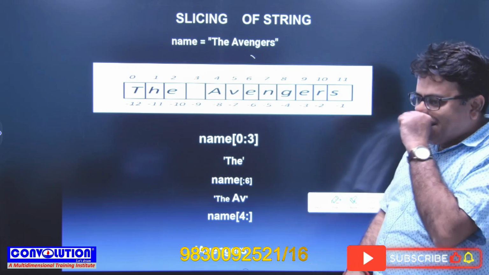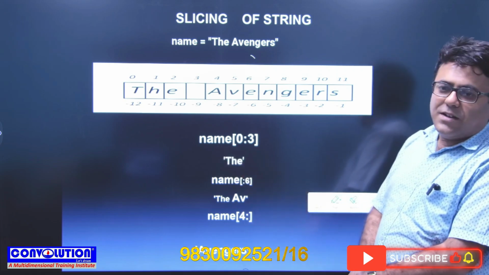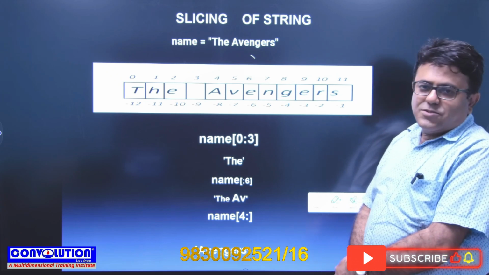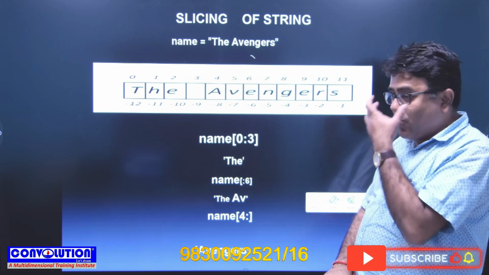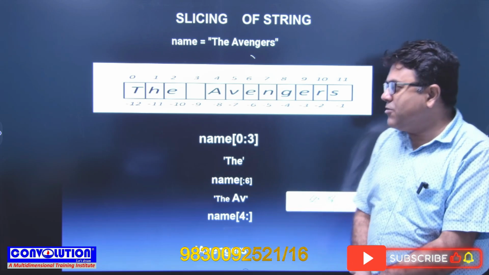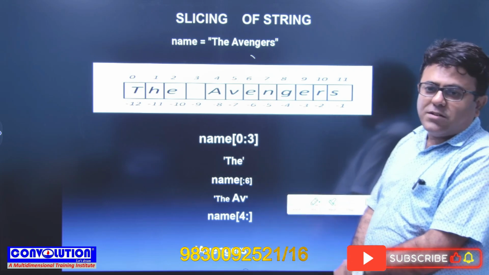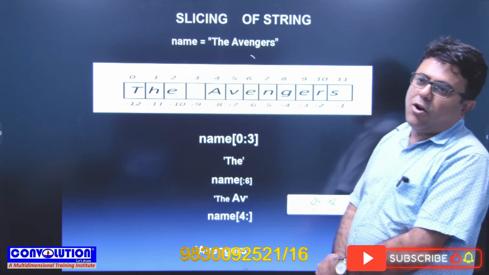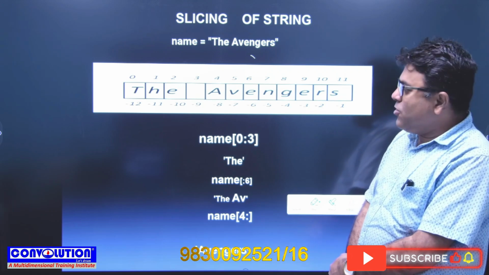Now we'll see some slicing concepts in Python. Let us take this example: name, then square bracket, 0 colon 3. If I type this, what will the output be? What is the significance? 0 means from where I am going to start my character counting. So this 0 indicates the starting block. Then after the colon I am mentioning 3, meaning how many characters I am going to extract. So there are 3 characters.